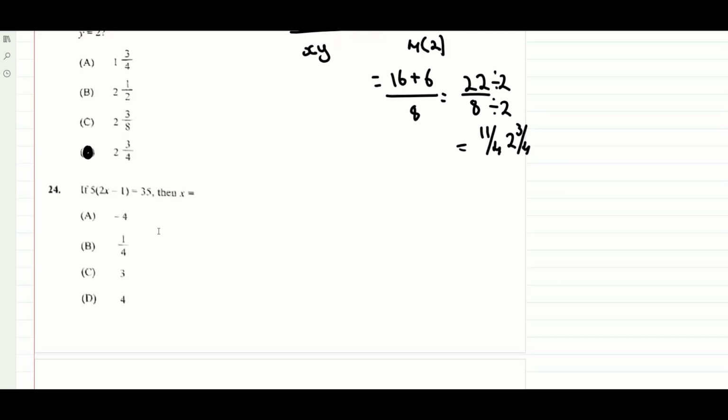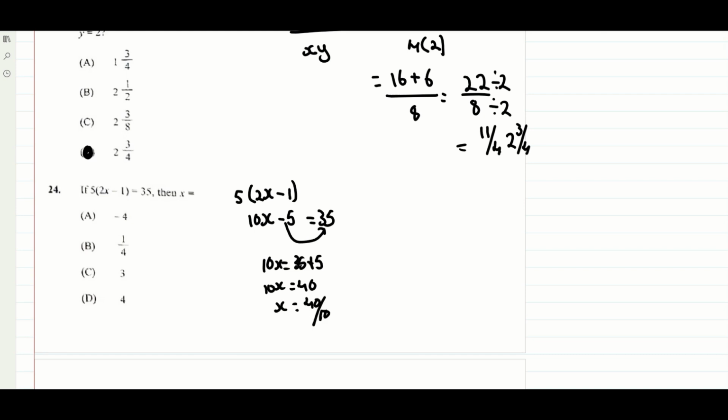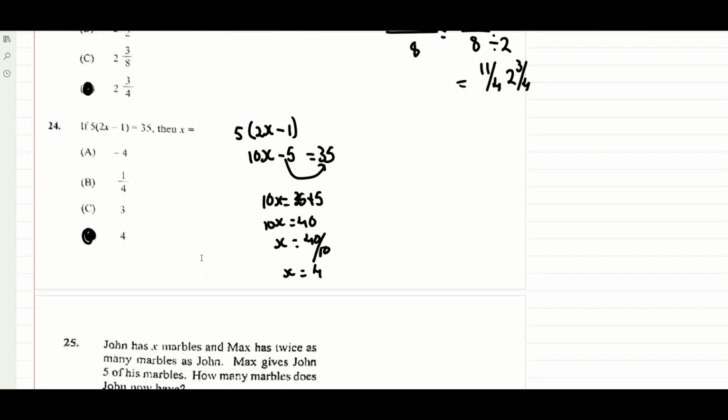Right, okay, number 24. Number 24 says if 5 by 2x minus 1 is equals to 35, then x is equals to. So 5 open bracket by 2x minus 1 is 10x minus 5, and all of this is equals to 35. Carry across, this is 10x is equals to 35 plus 5, so that's 10x is equals to 40. Immediately you can see that the answer is 4 because 10 by 4 is 40. Just to show the working, 40 divided by 10, so x is equals to 4. So D is your answer for this question here. Right, let's look at number 25.